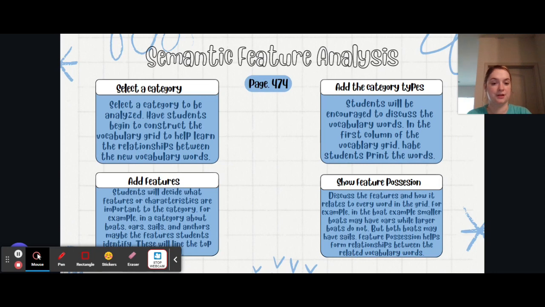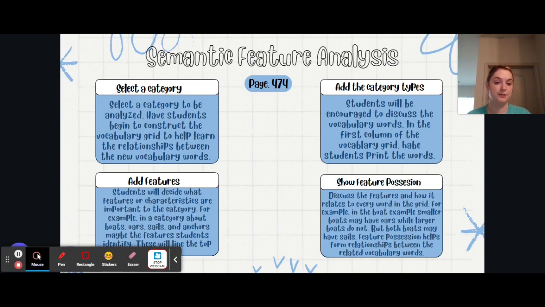Students will be encouraged to discuss the vocabulary words with one another and what they know, and as a whole group. In the first column of the vocabulary grid, you'd have the students then print out the words you agreed upon, which may be types of boats or just water vehicles. You'd then want to add features. Students will decide what features or characteristics are important to the category. So for boats or watercraft, it may be motors, oars, sails, propellers, fins, that kind of thing. This will then line the top of the page.